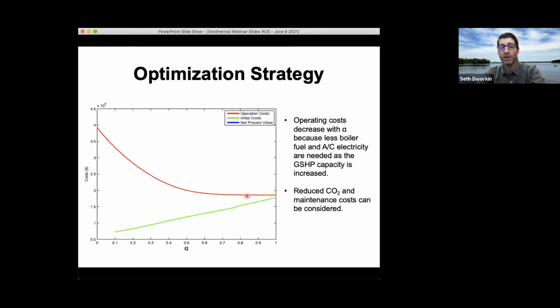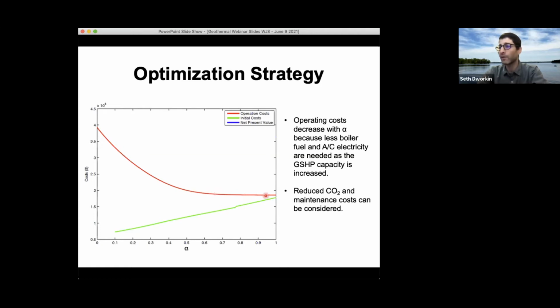This is primarily utilities. So the cost of the natural gas of a boiler, cost of electricity to run both the ground source heat pump and maybe a chiller or air conditioning system. And in fact, reduced CO2 and maintenance costs can also be considered on an annual basis. And so not surprisingly, if you don't have a geothermal system, the annual costs are the highest. But as you install a larger and larger geothermal system, the annual operating costs come down.